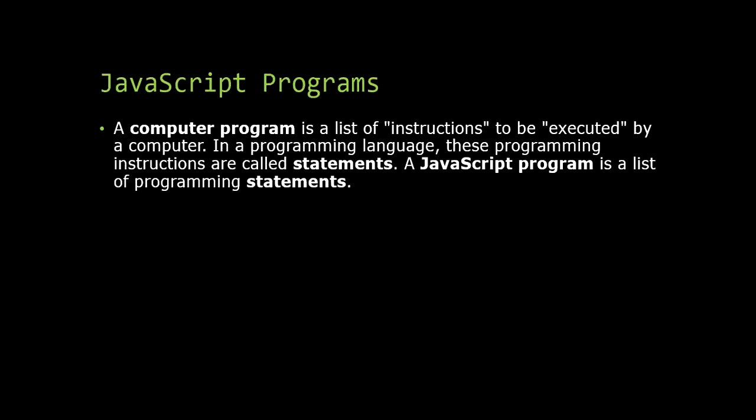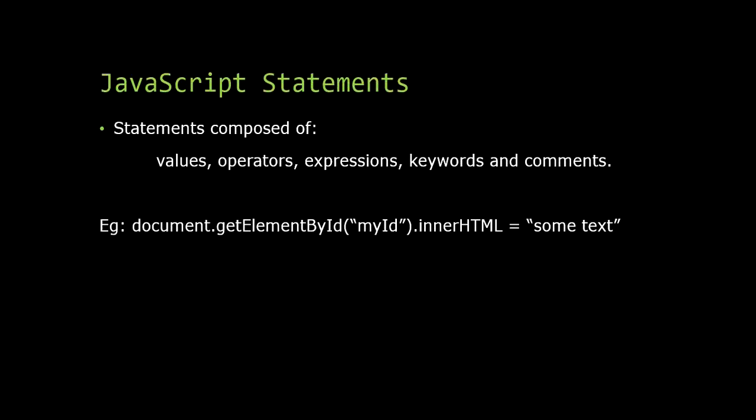First of all, we should know JavaScript programs. Like a computer program is a list of instructions to be executed. In a programming language, these programming instructions are called statements. So a JavaScript program is a list of programming statements composed of values, operators, expressions, comments, and keywords. In our previous video, we used document.getElementById.innerHTML equals to some text. This is nothing but a statement.